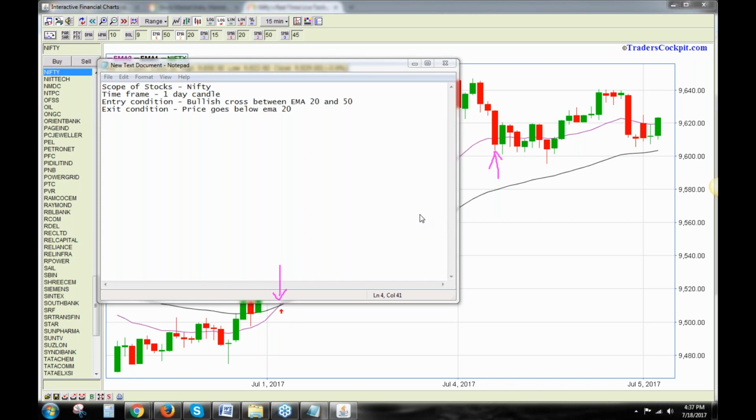Mr. Shyam Sundar, this is the 50 EMA which I have taken. This is the 50 exponential moving average value which I have taken here.